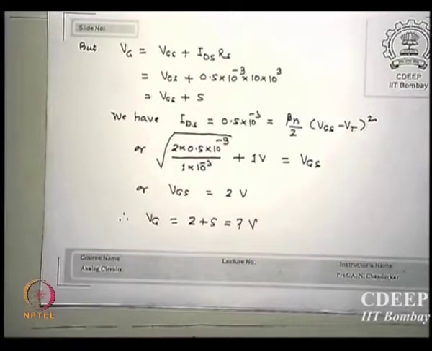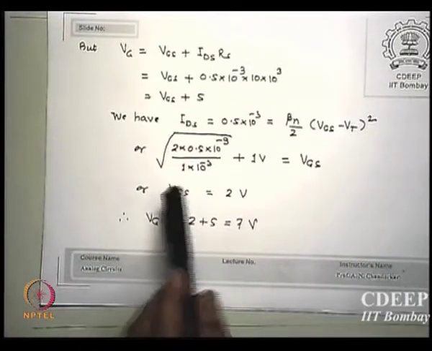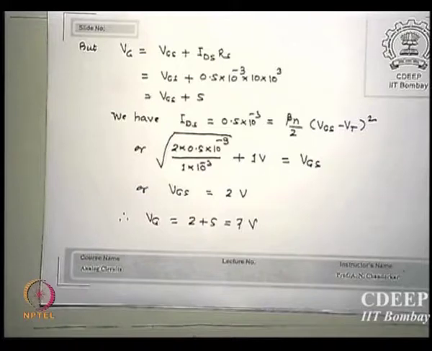So how much is the DC voltage at the gate terminal? 5 plus 2, 7 volt. How much is my VGS? 2 volt. Is it less than 6 volt? It is less than 6 volt. So whatever value we were looking for, we have already got now. VGS is less than 6 volt, which means the transistor is in saturation.